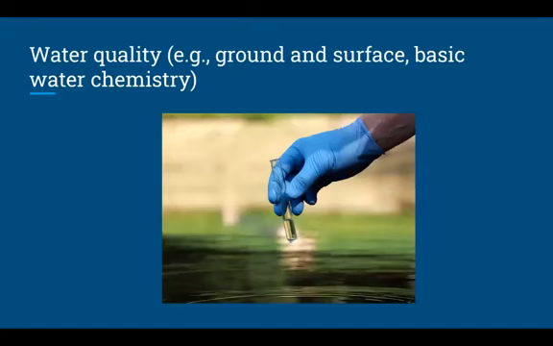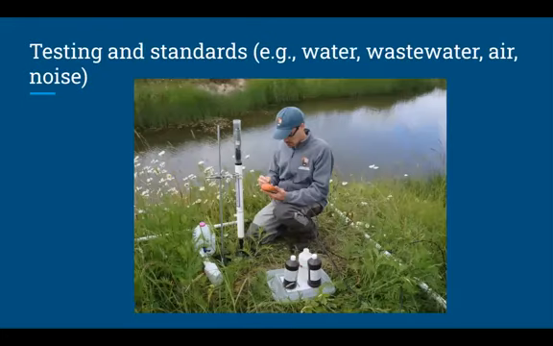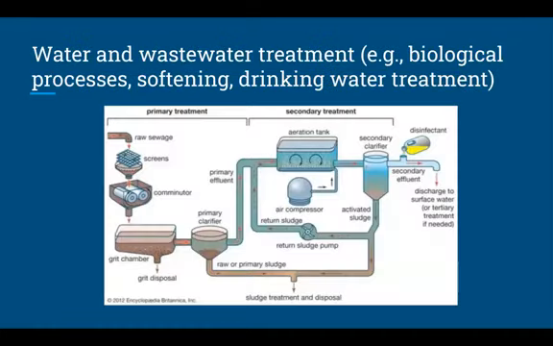And then now moving more into the environmental engineering aspect, we have water quality, both ground and surface water quality. Then we have testing and standards for water, wastewater, air. And then finally, we have water and wastewater processing and the water treatment process. And this includes biological processes and softening and drinking water treatment.